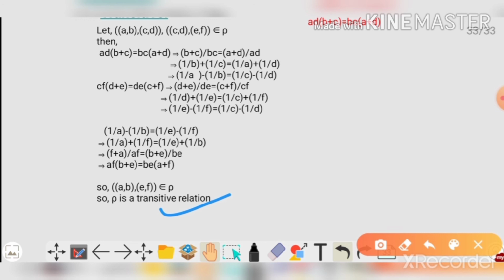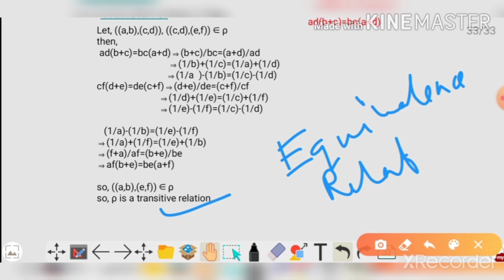Now as rho is reflexive, symmetric and transitive, it is also an equivalence relation. Sorry for the handwriting. This is an equivalence relation.